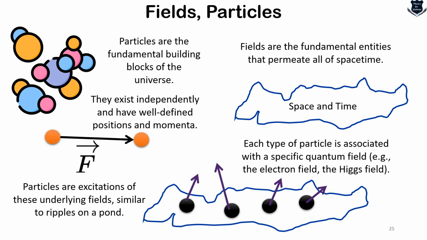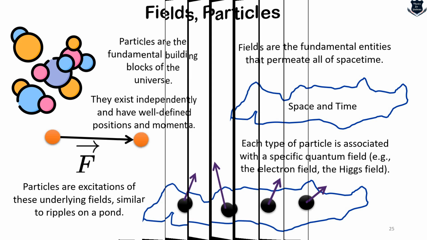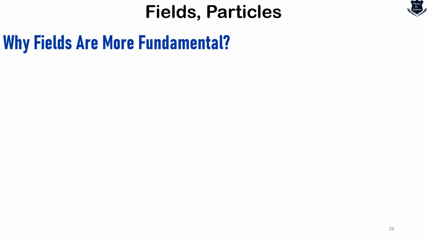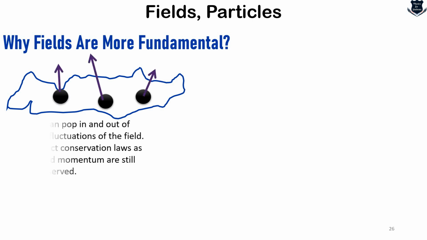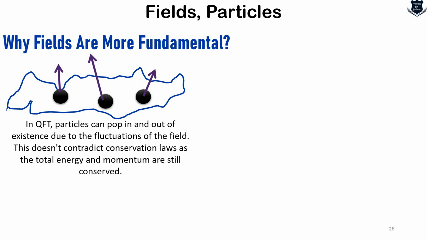Now we are saying that fields are more fundamental than the particles. Though the question is why fields are fundamental. Let us look into this part of the video. So we have noted this kind of an area, and we have seen that these are the particles which have got the excitations. So in quantum field theory, we say that particles can pop in and out of existence due to the fluctuations of the field.